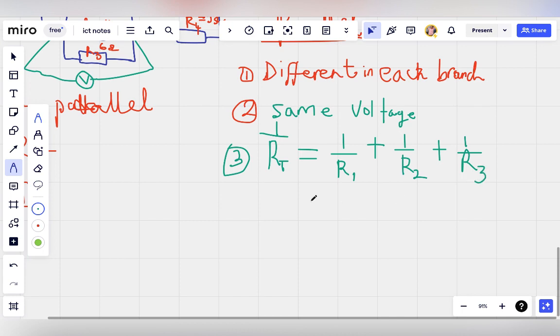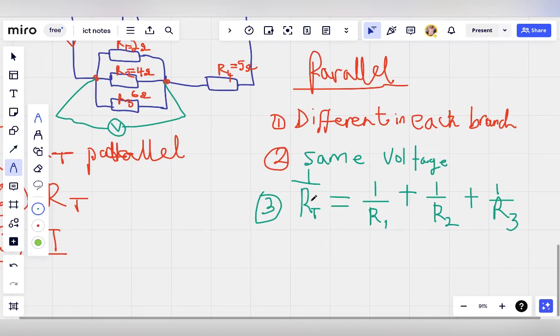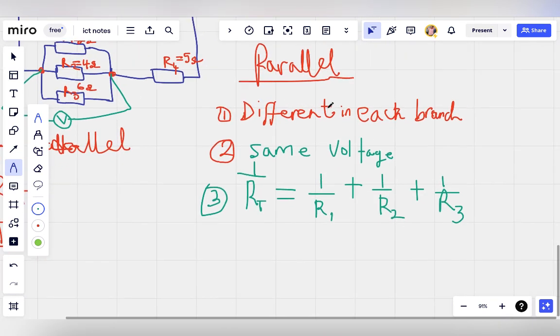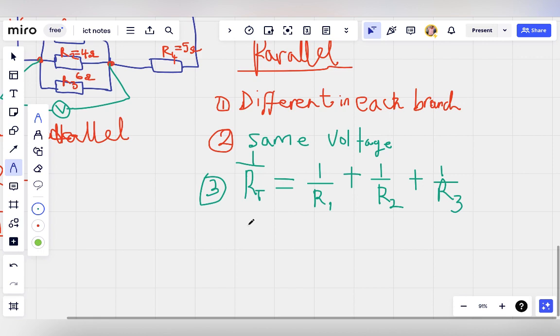Now let's solve for this case. Let's use this formula first, because the question says we should find the R total for the parallel branch. The second one says find the equivalent overall R total, which we'll do afterwards. So to find the R total for the parallel branch, we say 1 over R total.